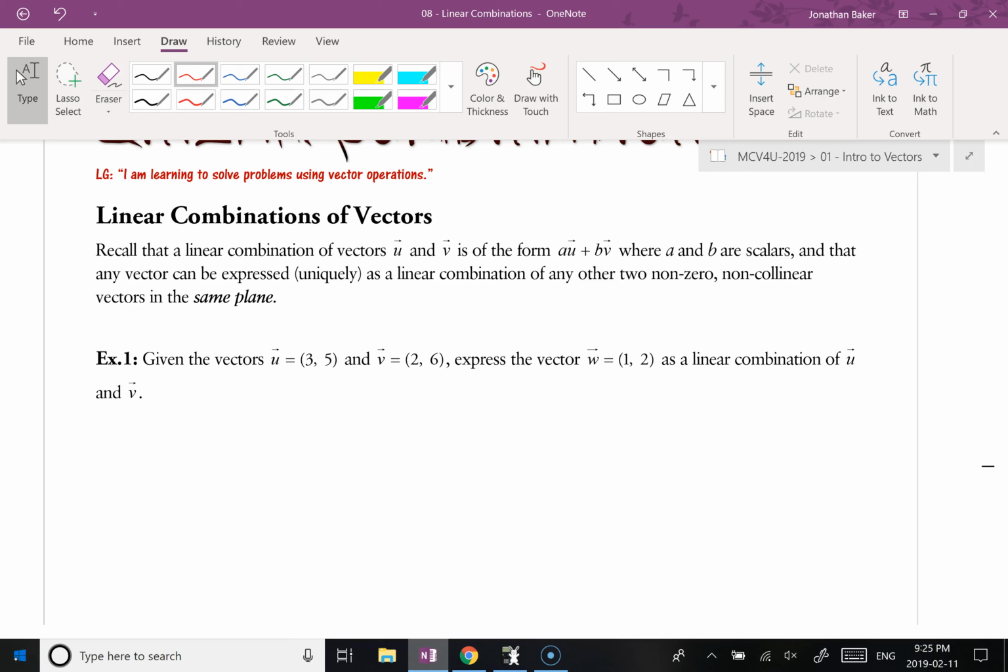So if we go back over here for a moment, what we'll do next is try example 1. Example 1 says, given the vectors U and V, express the vector W as a linear combination of U and V. What we're going to do here is an algebraic version of what we did over on the right. Now, I forgot to mention that one thing that's really important is that if the two vectors U and V are collinear, then this is impossible.